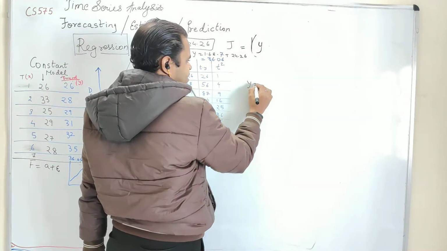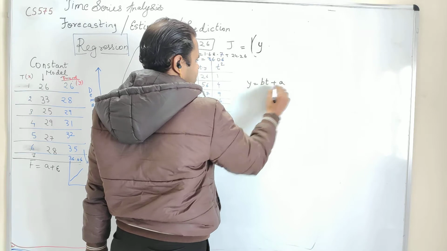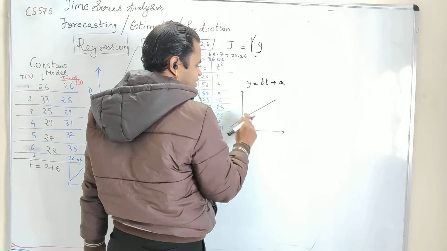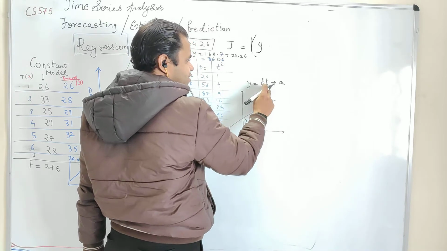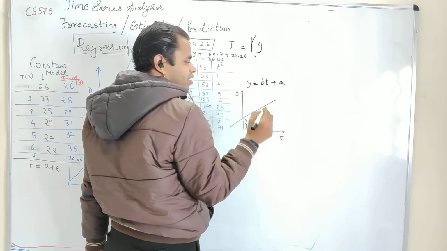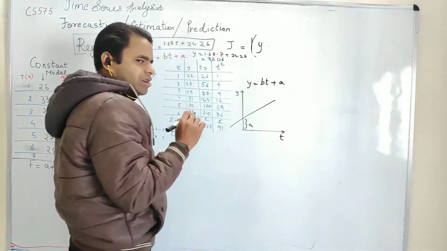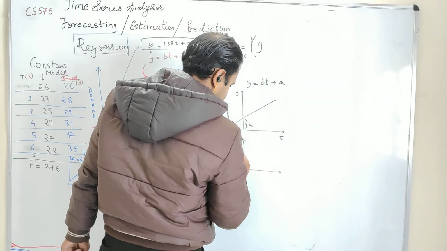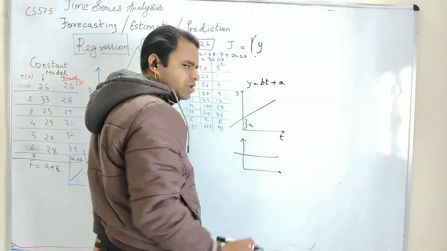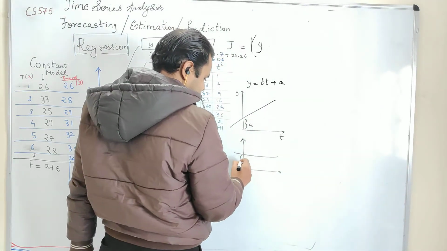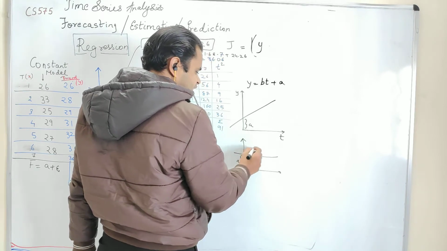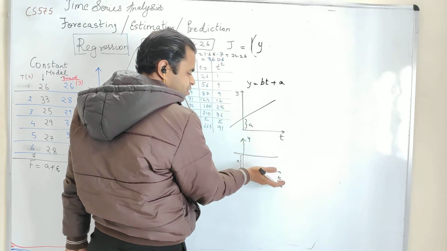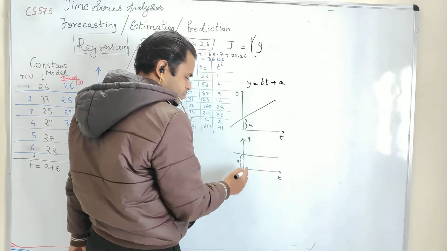Regression basically says that the equation is bt plus a, right? Where a is the intercept, where the line cuts the y-axis when the value of t is 0. This is t, this is y. In the case of the flat model, we are assuming that the model is flat. So the flat model basically has this a, but the line is parallel to the t-axis, or x-axis, or to the time.